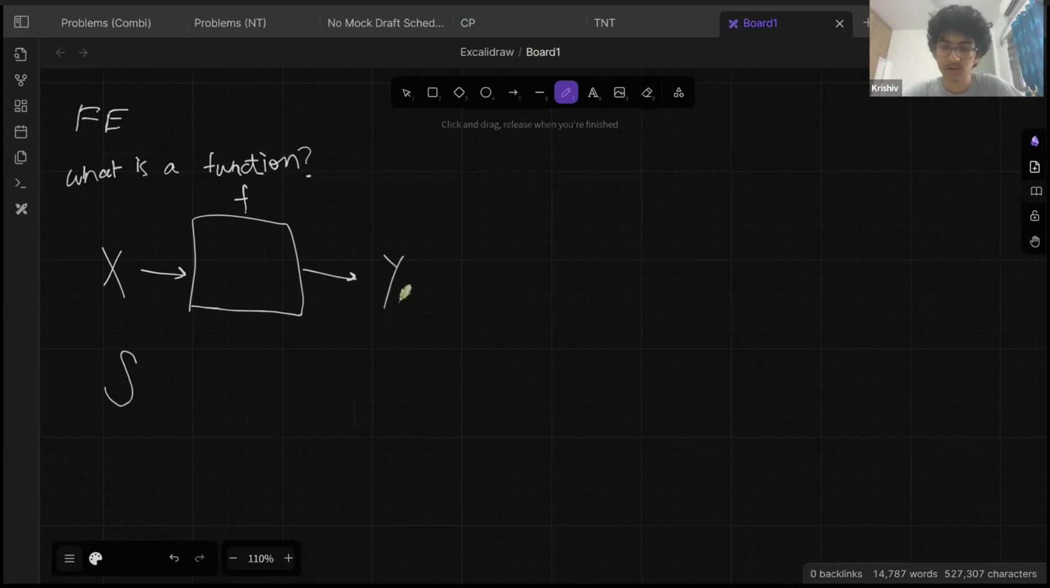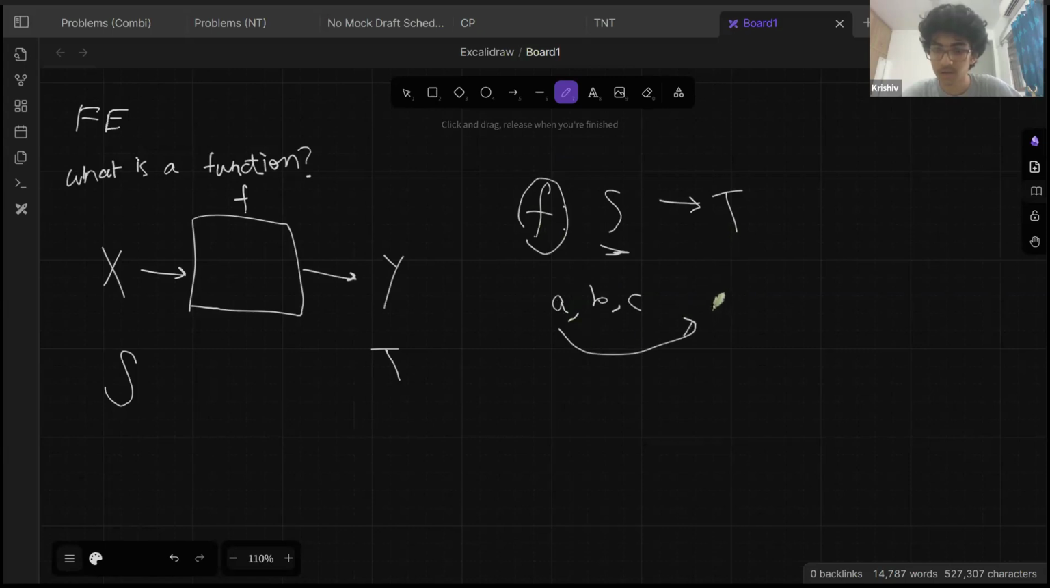And of course, there is a set which it can output to, and I'll call that set T. So I'll denote a function by f from S to T. Basically, for every value in S, suppose there's an a in S, a b in S, a c in S, for each one of these values there is some value in T that f will output.